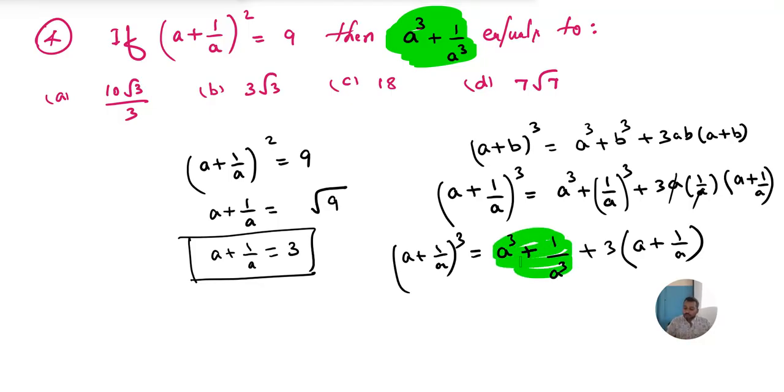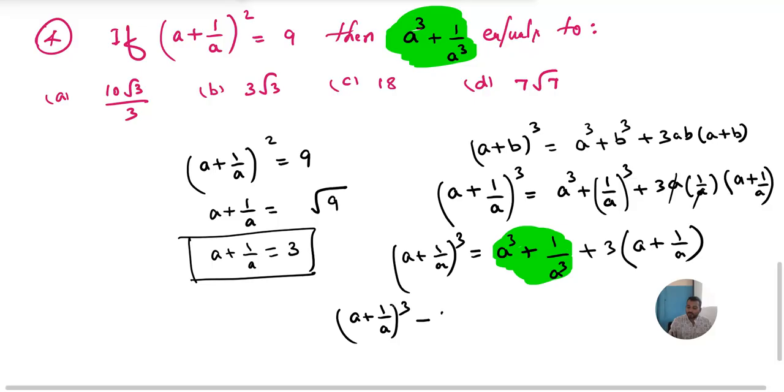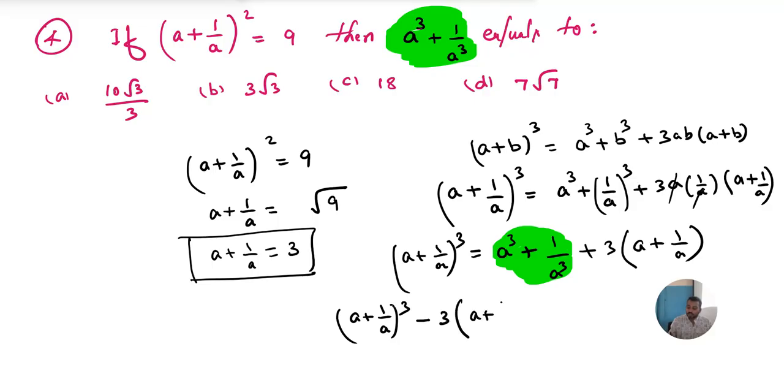a cube plus 1 by a cube को हम इधर ही रखेंगे, बाकी के टर्म्स को LHS साइड शिफ्ट करेंगे. Can we shift them? So what happens? It becomes (a plus 1 by a) whole cube, plus 3 into (a plus 1 by a) comes this side. It becomes minus 3 into (a plus 1 by a). Any doubts? That is equal to a cube plus 1 by a cube. Any doubts? Concept is clear.